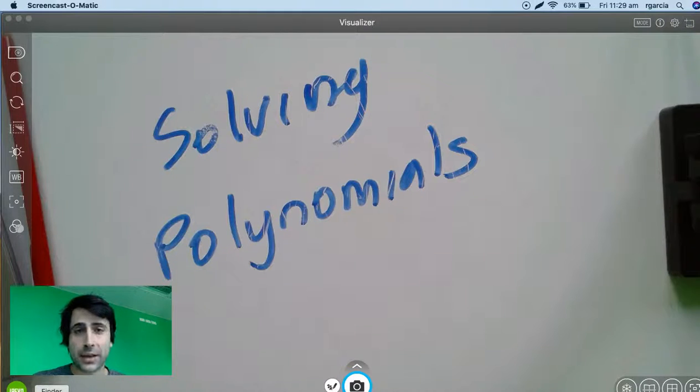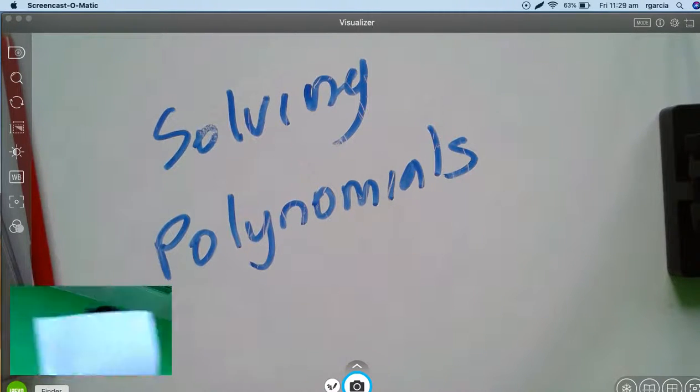Hello everyone. What we're doing today is solving polynomials. So we've divided, we've factorized, and so now we're using all of that info to actually solve these polynomials, find the roots of them. So let's have a look at our first little bit.